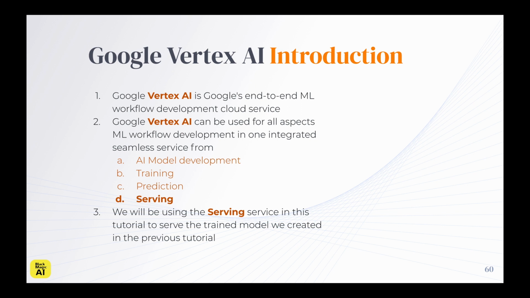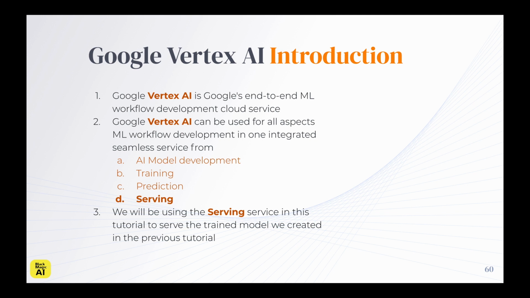Now, what is Google Vertex AI? Google Vertex AI is Google's end-to-end machine learning workflow development cloud service. So Google Vertex AI can be used for all aspects of the machine learning workflow development in one integrated, seamless service, from AI model development to training to prediction and to serving. So we will be using this deployment and serving component of Vertex AI, although we could have developed our whole machine learning model workflow using the Vertex cloud service.